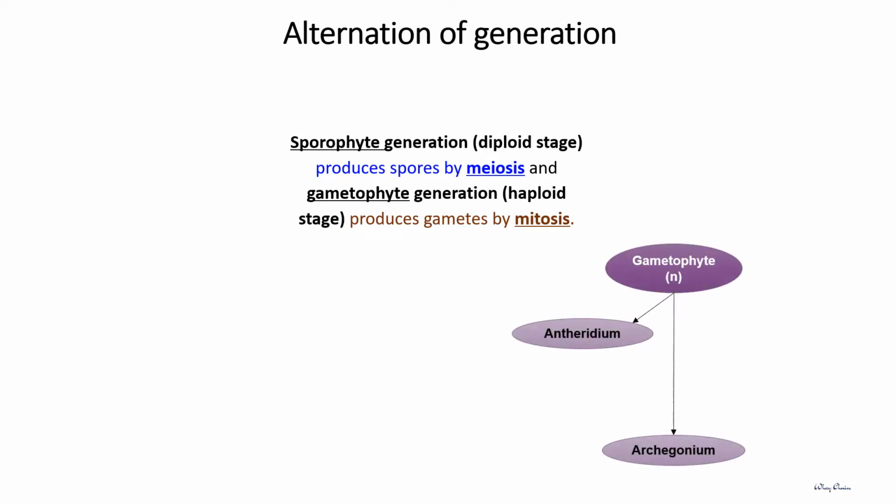The haploid gametophytes are multicellular structures that consist of the male structure, which is the antheridium, and the female structure, which is the archegonium. Within the antheridium, haploid sperm will be formed through mitosis, and the haploid egg cell will be formed within the archegonium through mitosis.